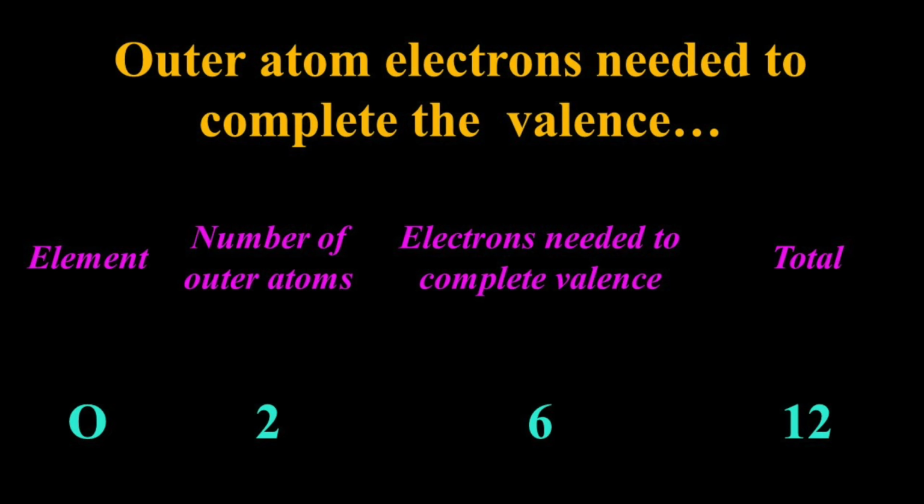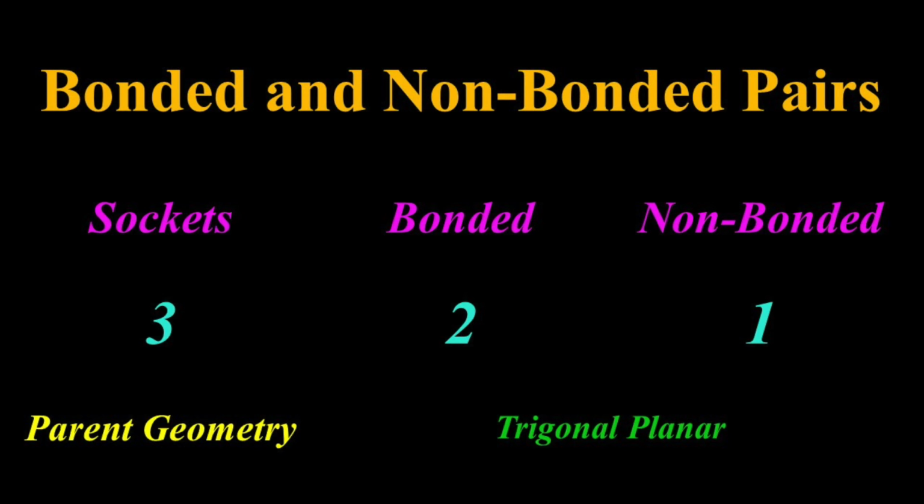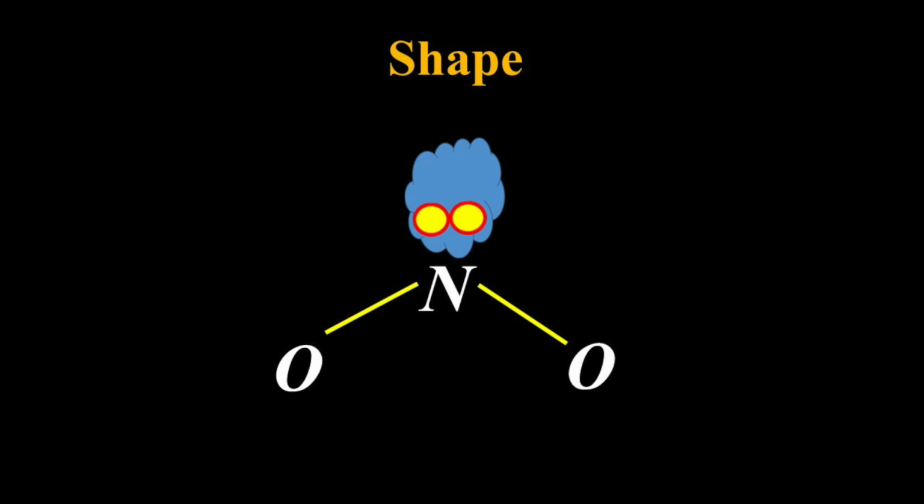And then we're going to have 2 outer atoms, so that'll be 12 electrons. So 18 minus 4 minus 12 is going to leave you with 2, or 1 non-bonded pair to be placed around the central atom. So that's 3 sockets, 2 bonded, 1 non-bonded. And don't forget, you have 2 shapes like this. You have a bent with 1 pair and a bent with 2 pairs of electrons.